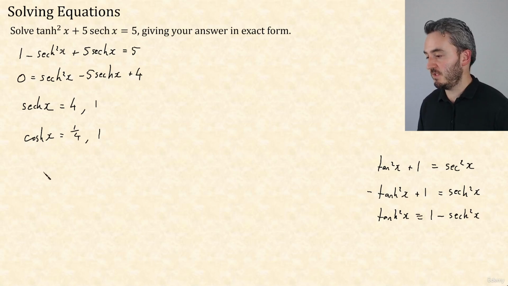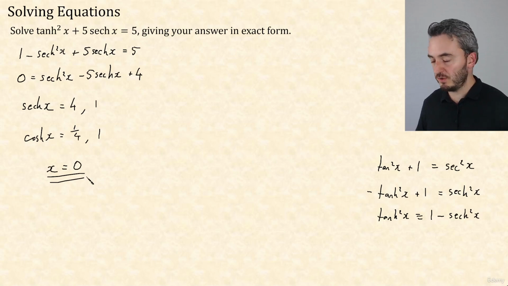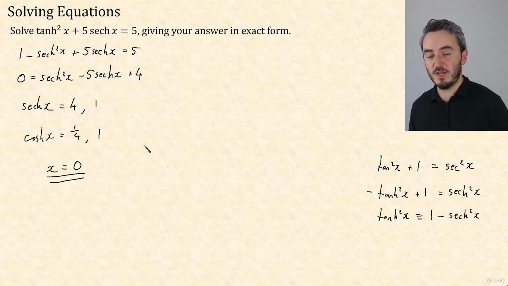And cosh x equals 1 has just a single solution, which is x equals 0. You can use the arcosh function, but good to just know that cosh x equals 1 when x is 0.